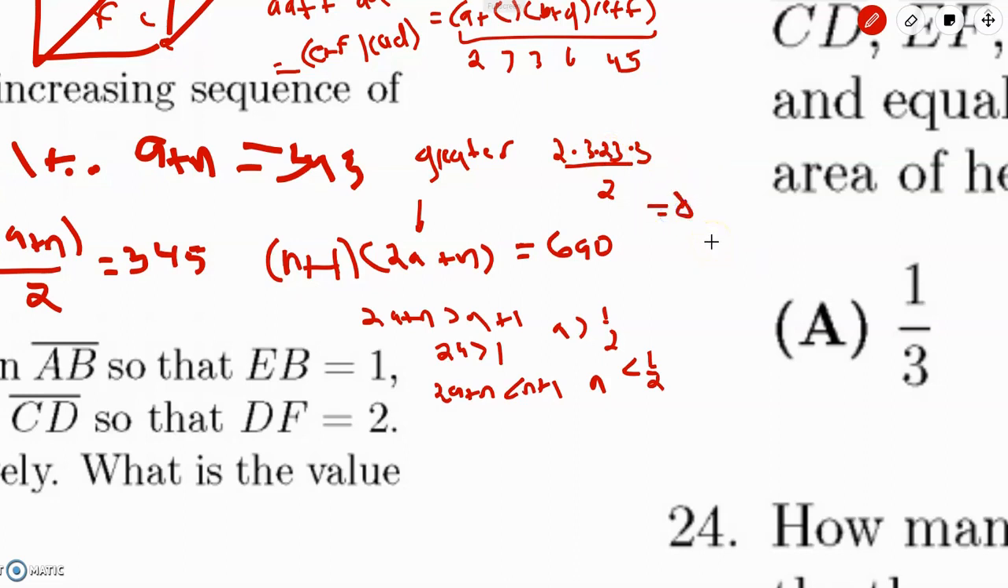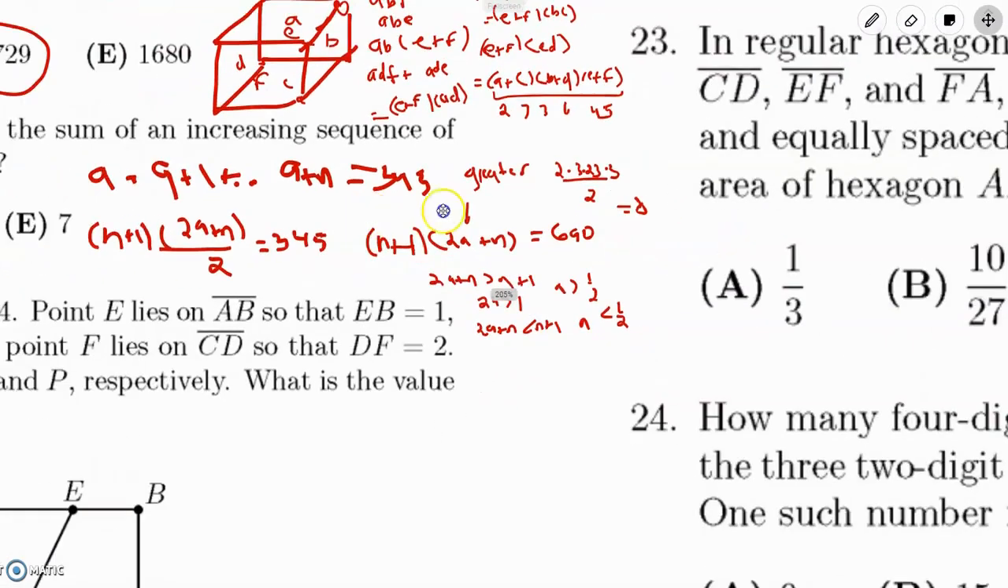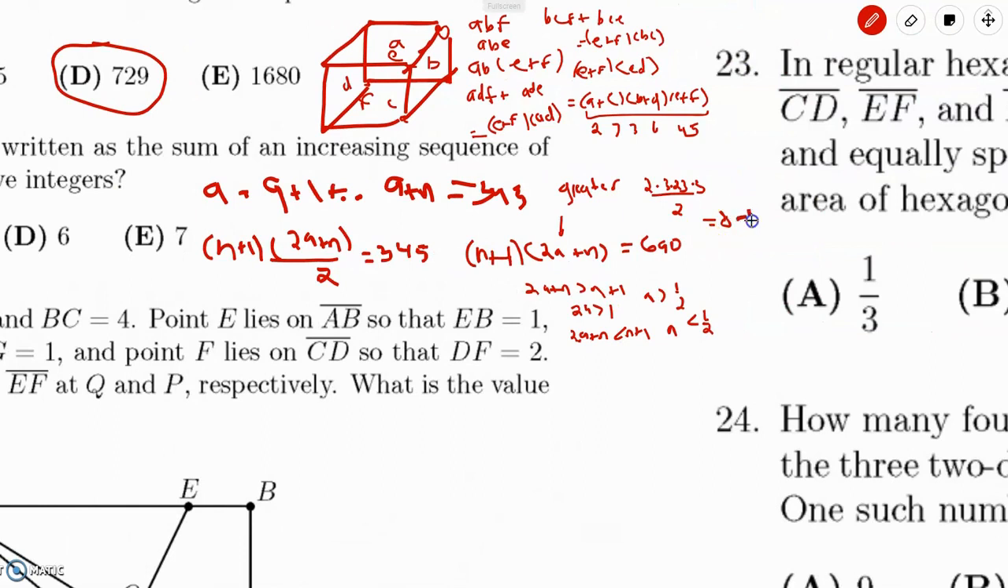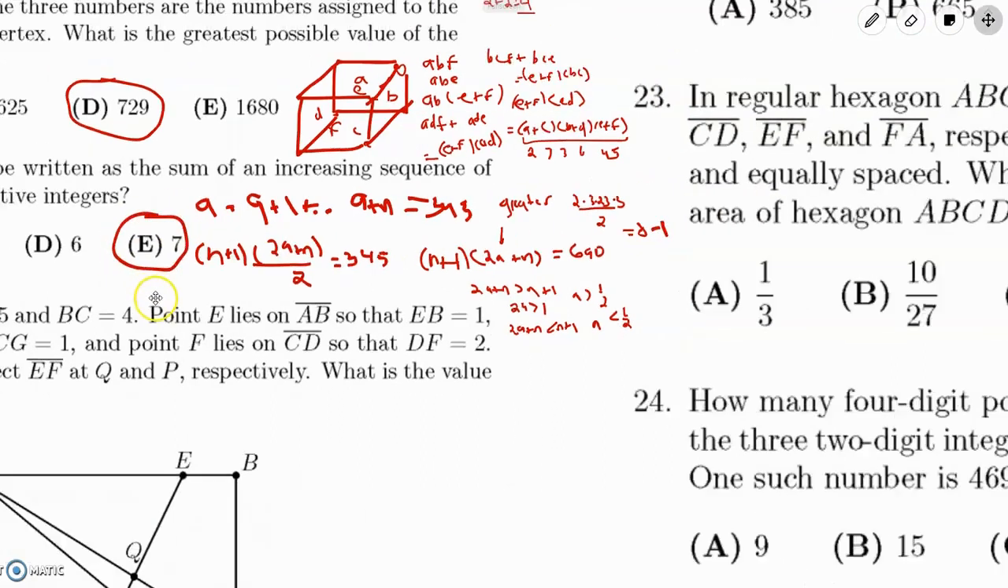But the only case that we're overcounting is when n equals 0, because then this would be 345 and 1. But if n equals 0, then that wouldn't work out, since we need at least 2 or more consecutive positive integers. So we subtract 1 from this and we get 7 as our answer.